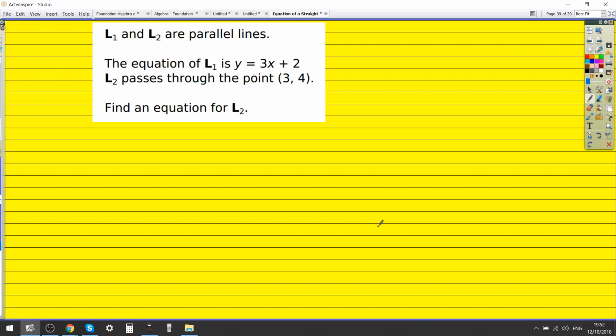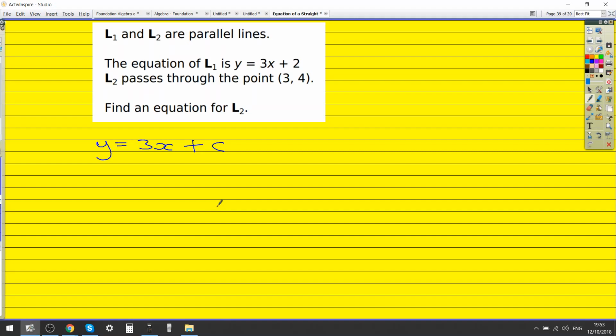Okay, say an equation for L2 would be like y equals 3x plus 1. Well, we could leave it as y equals 3x plus c. Right. And then how could you solve for c?